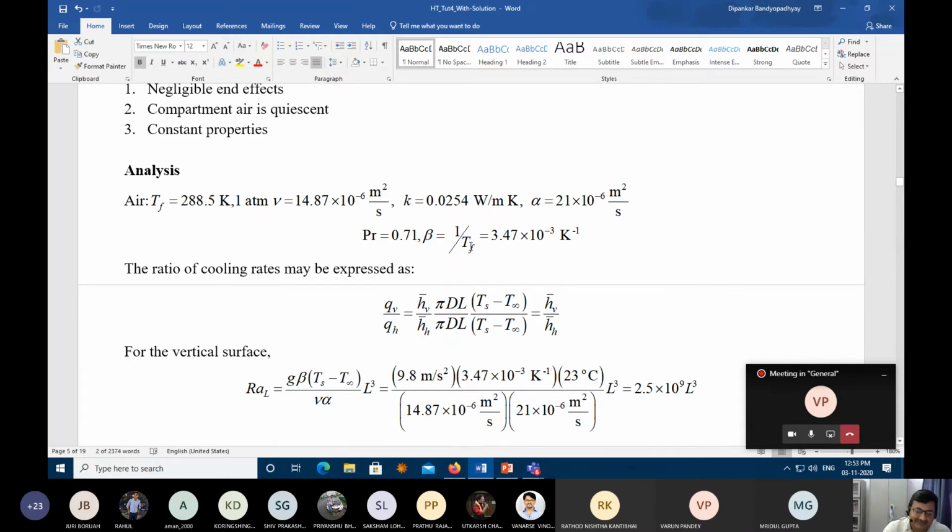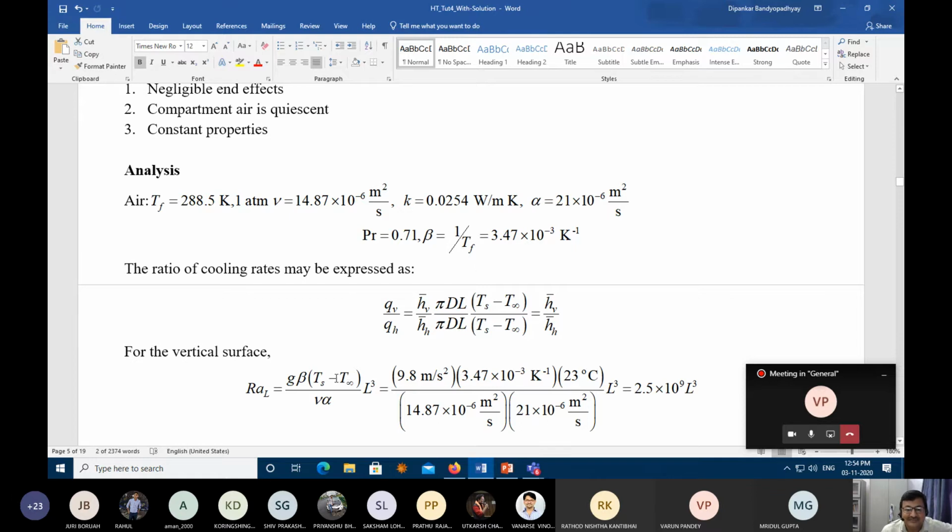We have proven that. What is beta? 1 by V into del V by del T at constant pressure: rate of change of volume with respect to temperature at constant pressure. This is the thermal expansion coefficient, the volumetric expansion coefficient with respect to temperature. Now that beta, if you take PV equal to RT, 1 by V del V by del T at constant P comes out to be what? 1 by T_f. So T_f is given to you.